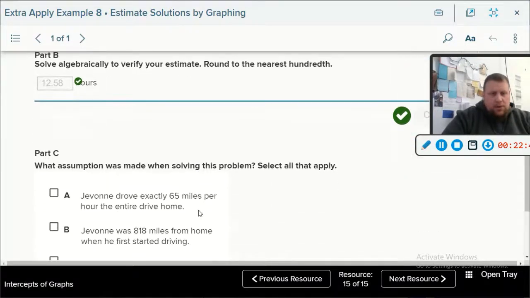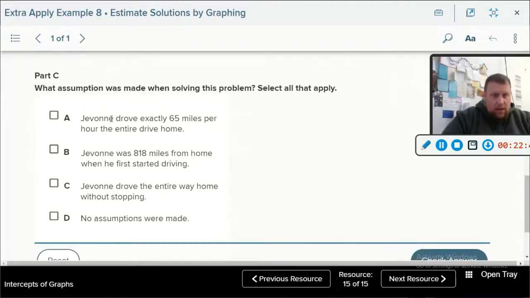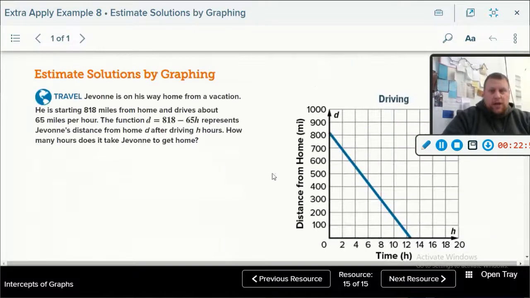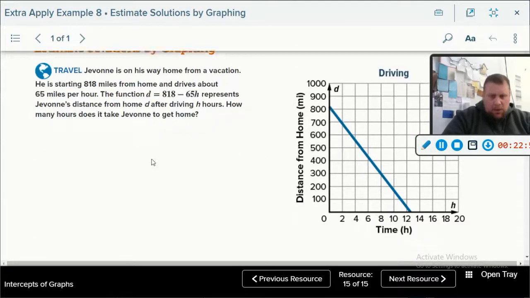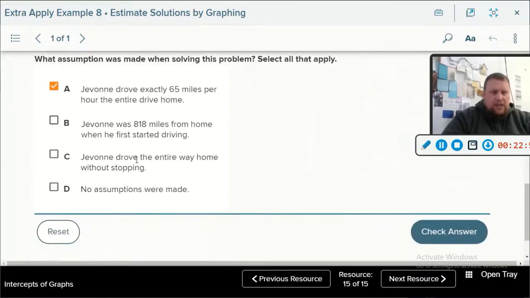What assumption did you make when solving this problem? Select all that apply. Javon drove exactly 65 miles per hour the entire drive home. We did assume that. That's a huge assumption. We kept it straight. It's a linear equation. There's no squiggly lines of him speeding up or slowing down. It's just 65. He didn't stop for nothing. Javon was 818 miles from home when he first started driving. We assume that. Javon drove the entire way home without stopping. We assume that. That's where assumptions were made.